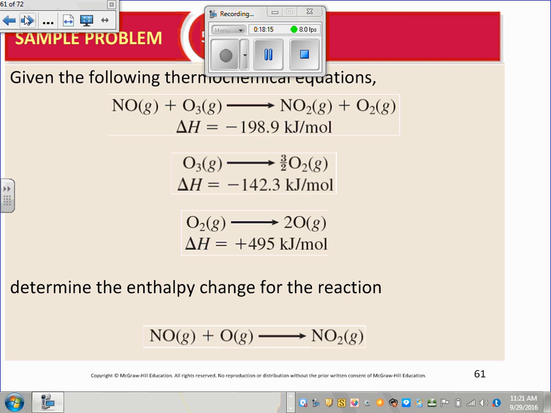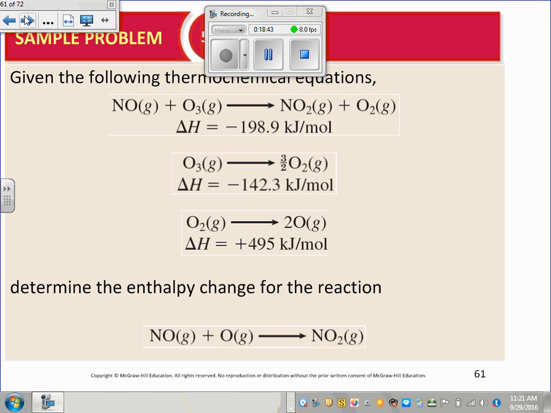I'm not going to write the states of matter because I'm lazy. And I'm going to put the delta H over here. Minus 198.9. And all of these are kilojoules per mole.